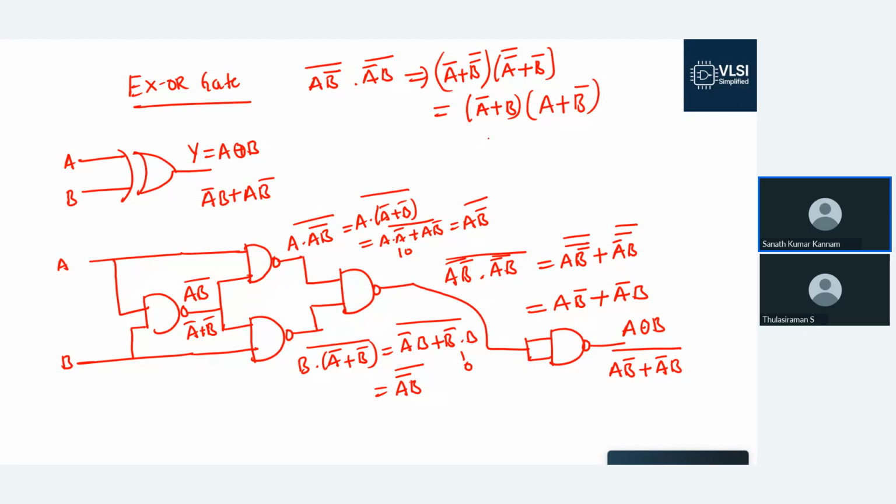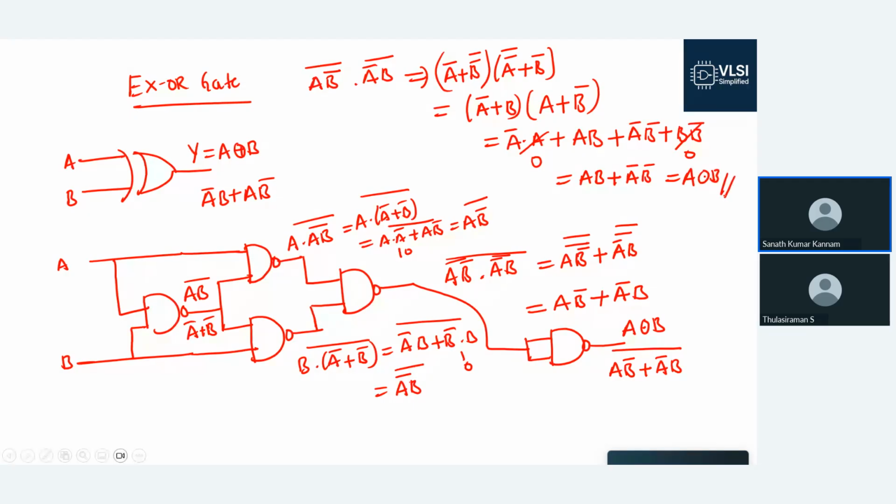So if you multiply, what are you getting? A bar and A, or AB, or A bar B bar, or B and B bar. So anyway, this is 0, this is 0. So what you are getting? AB or A bar B bar. So this is nothing but the XNOR.